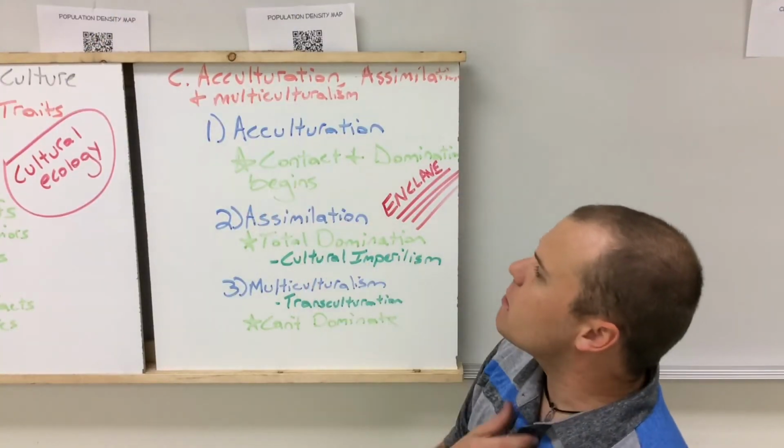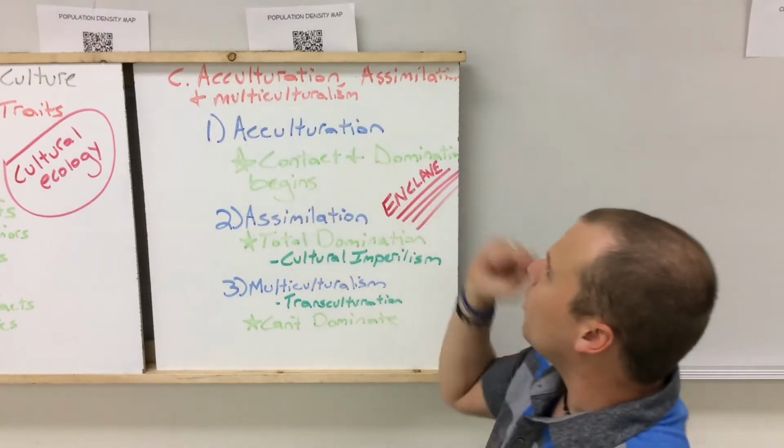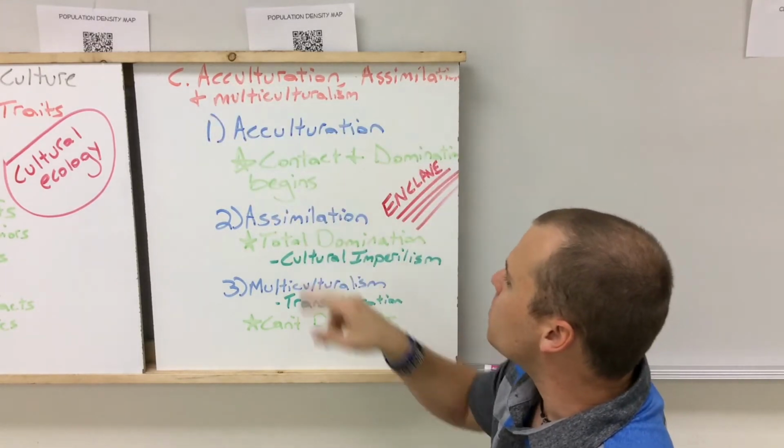Now, the next concepts of culture that we're going to be looking at are acculturation and assimilation. It's kind of been erased, but you can see it here.